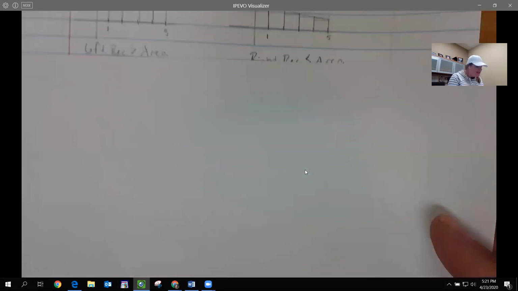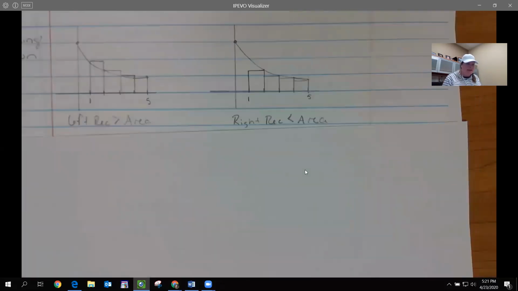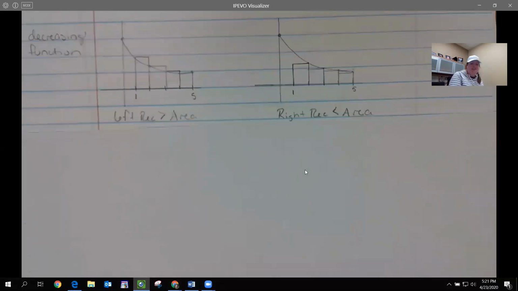Okay, so what if I have a decreasing function? So those two look a little bit different. I'm going to go quick on the decreasing. So if you need, you can pause and write these down if you would like. So these are a decreasing function. So our original function is going down.